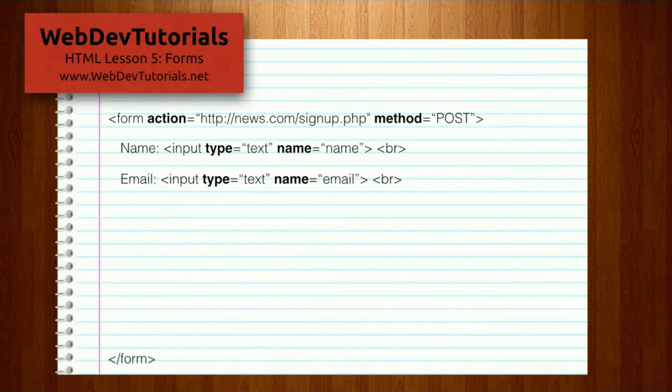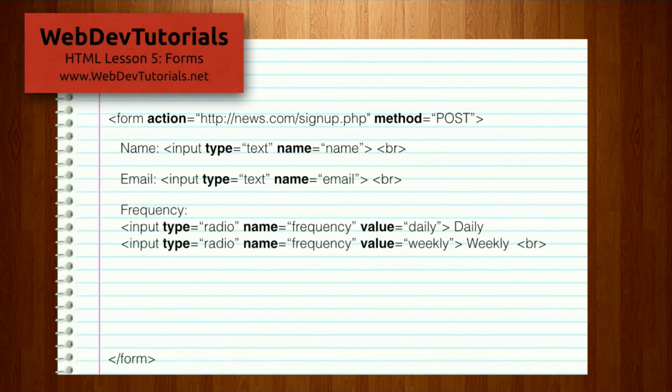Next, let's set up the frequency button. We will want to let the user pick whether to get an email once per day or once per month. To do this, we'll use radio buttons. Input type equals radio, name equals frequency, and value equals daily. For the other radio button, we use name equals frequency and value equals weekly. We do this because every radio button should have the same name, but a different value. Don't forget to add some text next to the actual radio buttons.